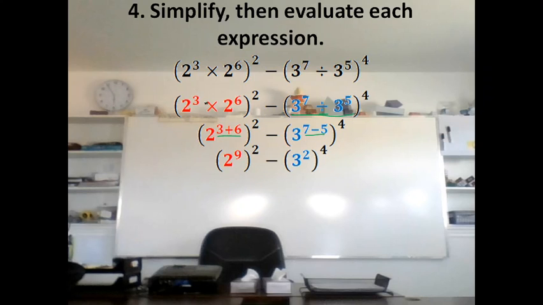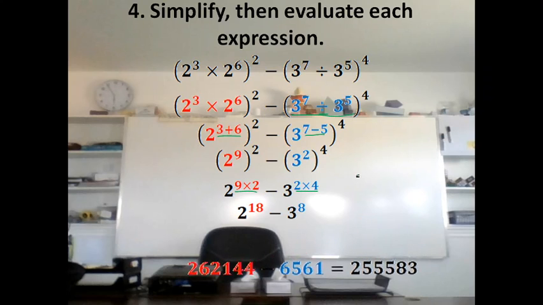Which then gives us 2 to the power of 9 all to the power of 2 take away 3 to the power of 2 all to the power of 4. Now we can use the exponent law for a power of a power to get to a single power, or to get to two single powers, I should say. This becomes 9 times 2, and over here we have 2 times 4 because we're going to multiply both sets of exponents, which will then give us 2 to the power of 18 take away 3 to the power of 8.